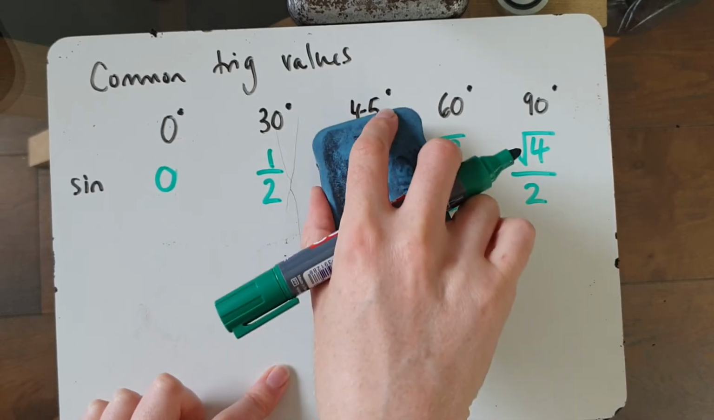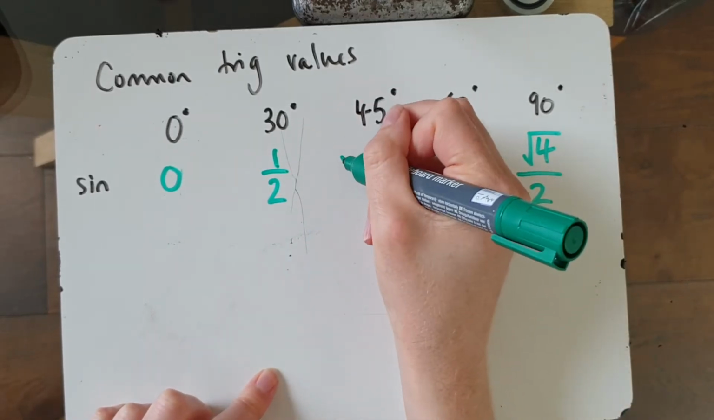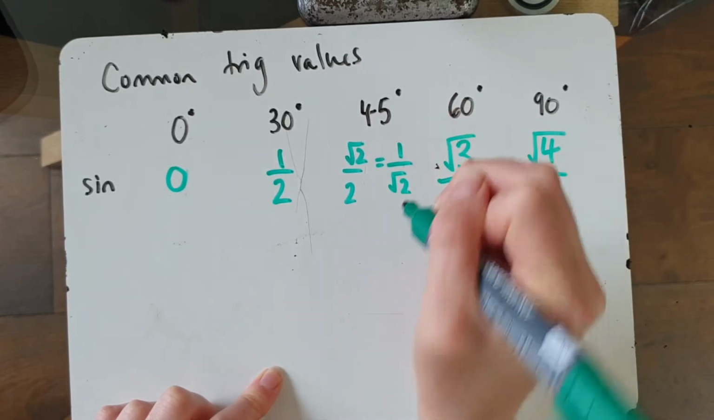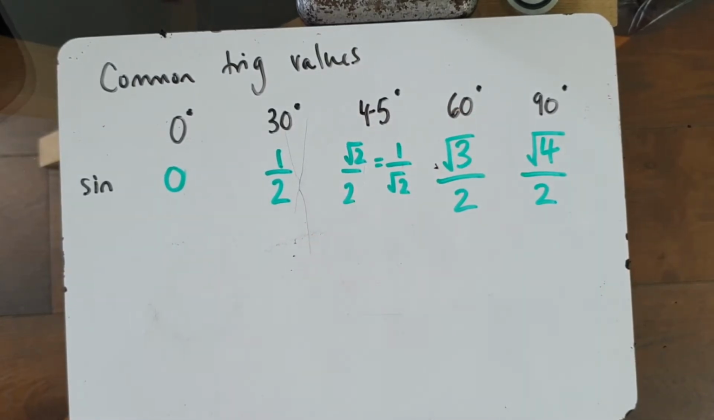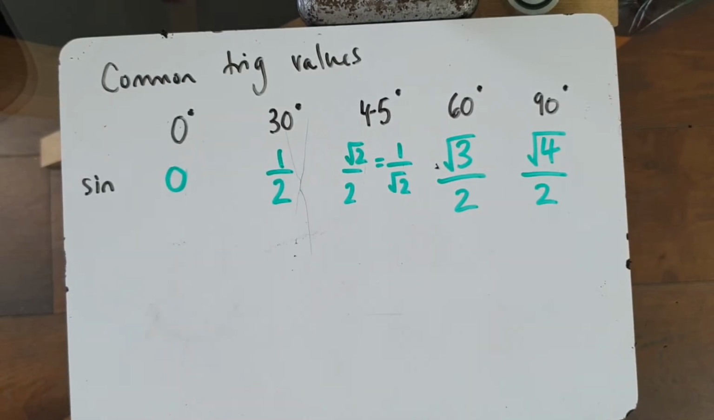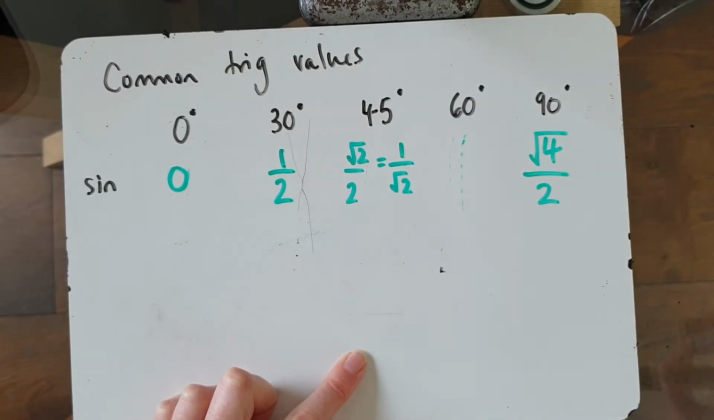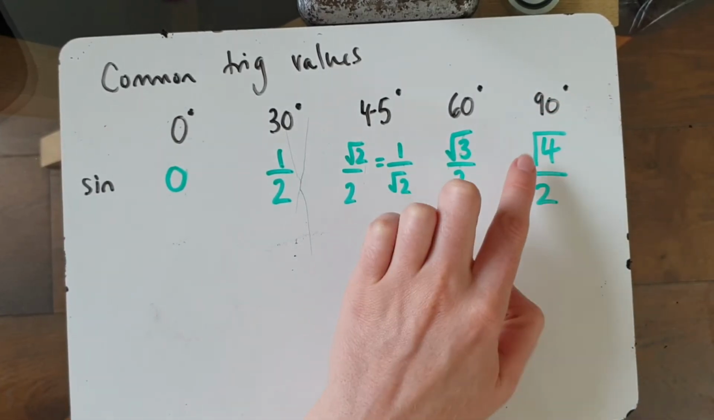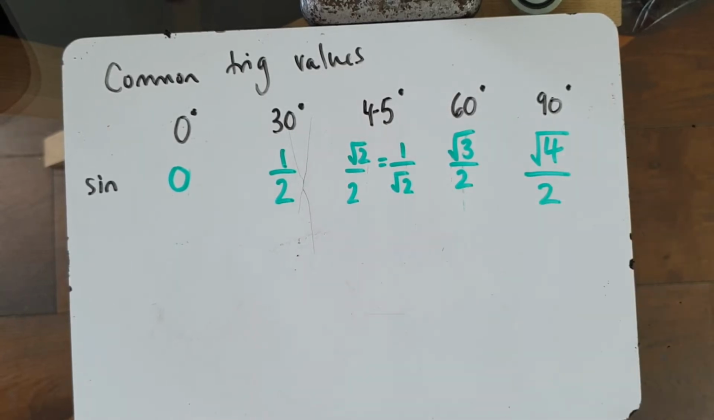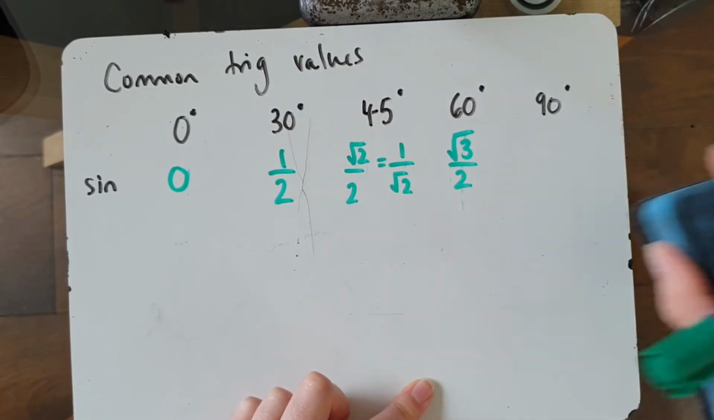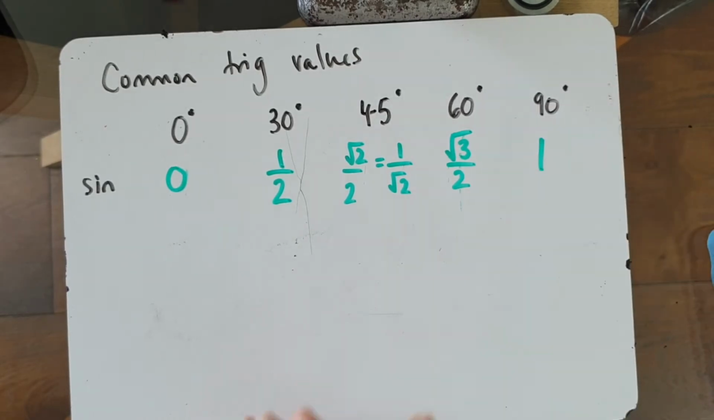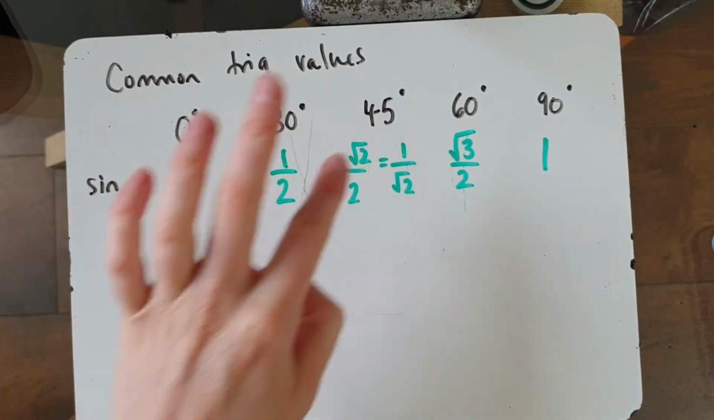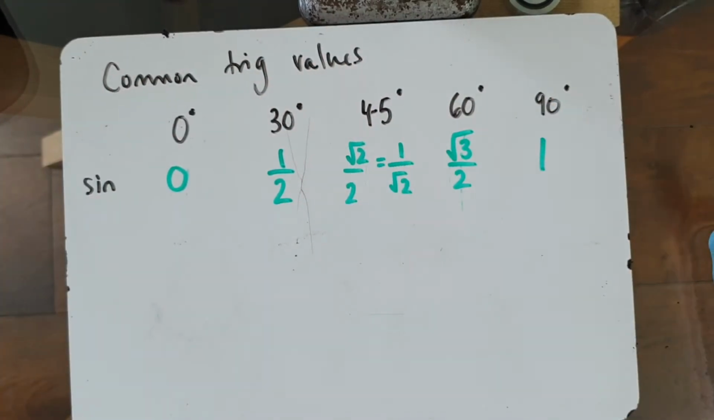Root 2 over 2 is just root 2 over 2 still, but the unrationalised one would be 1 over root 2, so they are equivalent. Root 3 over 2 we can't do anything with. And finally, square root of 4 is 2, divided by 2 is 1. And those are my values of sine 0, sine 30, sine 45, sine 60 and sine 90.